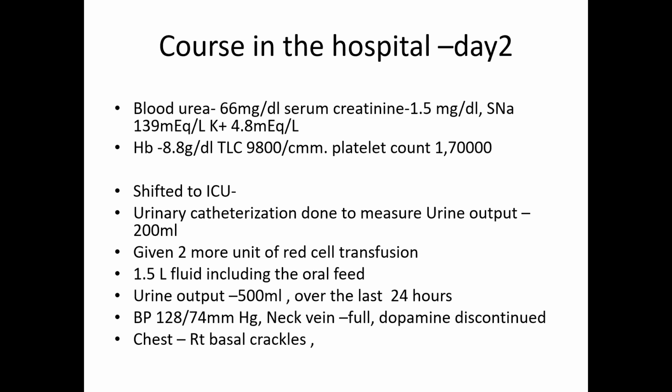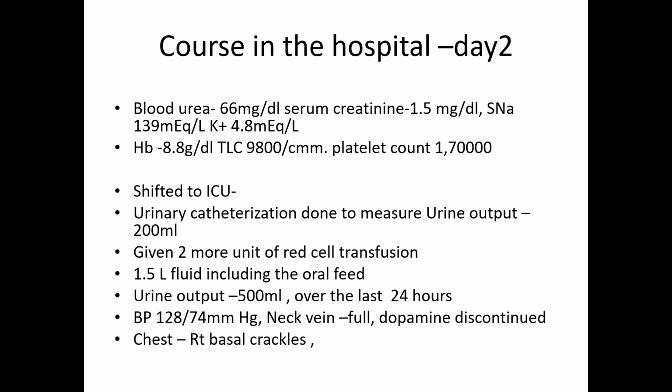In view of the patient's critical condition, she was shifted to the ICU, where she was catheterized. Urine output was measured, and it shows only 200 ml. Further, this patient was given 2 more units of blood transfusion, and she has received about 1.5 liters of fluid, including the oral feed. But her urine output in 24 hours is 500 ml. So she is not oliguric, but the urine output is on the lower side.